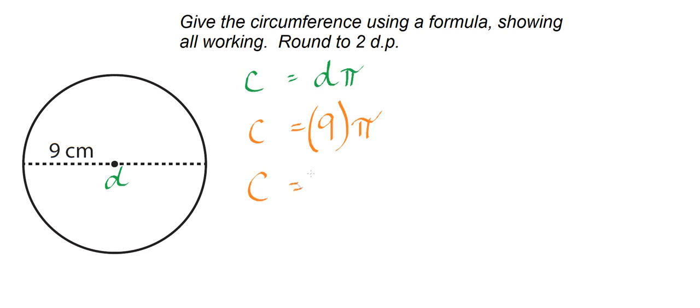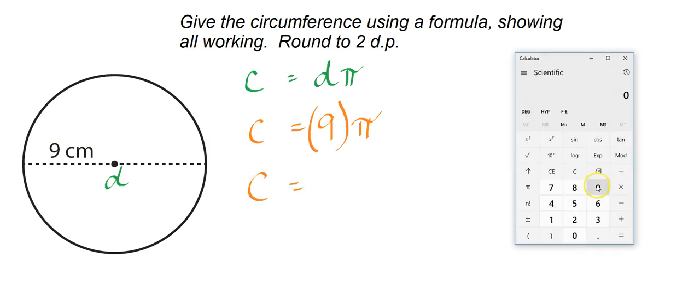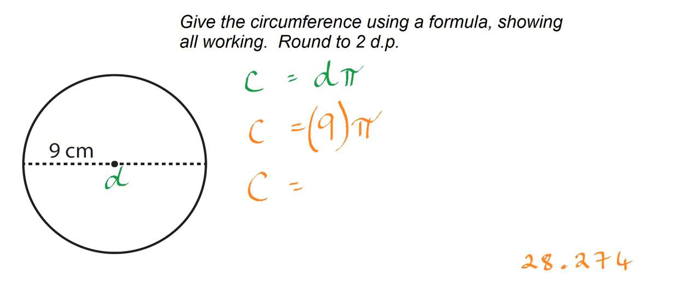So let's multiply. 9 times pi, that equals 28.274, etc., etc. So I'm going to write that down. So here is the answer, and I have to round to 2 decimal places. So 2 decimal places is here. I look to this digit.